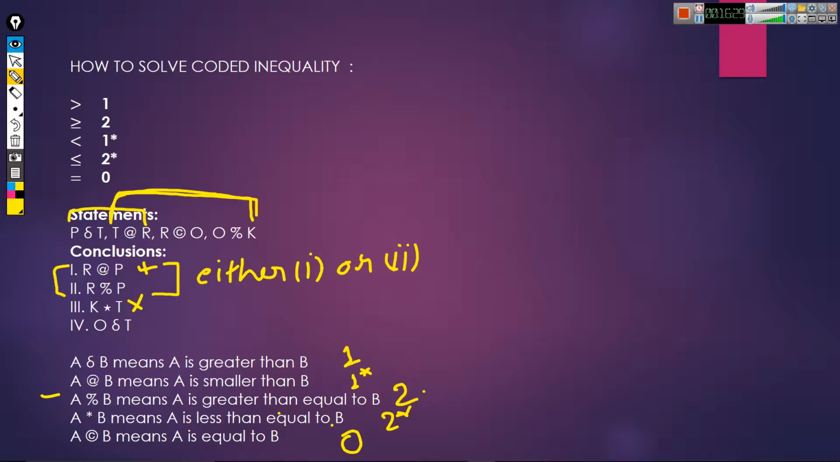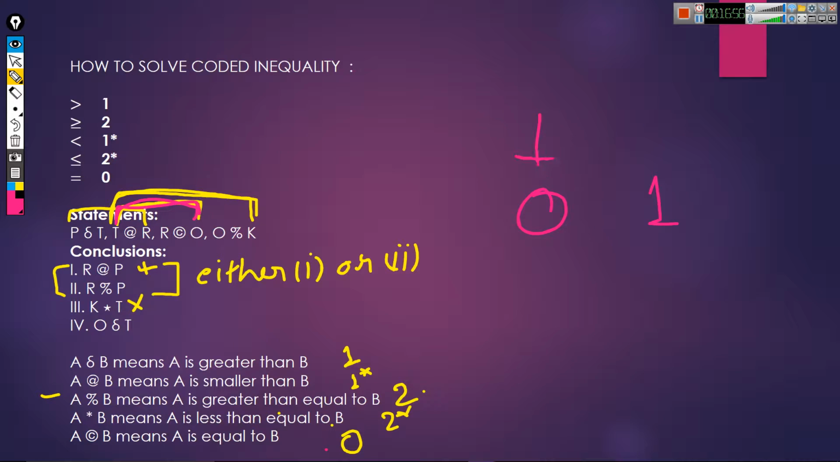Now O delta T. We have to go from O to T. O to T. This one, O to T. O copyright R. Copyright means is equal to, we will write it as 0. And R to T, at the rate. At the rate means smaller than, 1 asterisk. Reverse of 1 is 1, because we are going in the opposite direction. Okay. So 0 and 1.